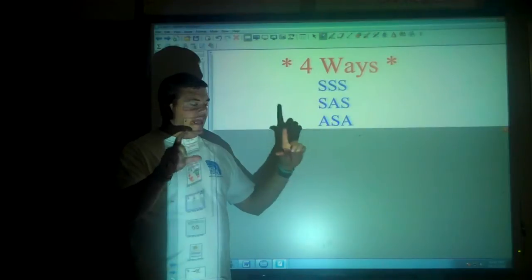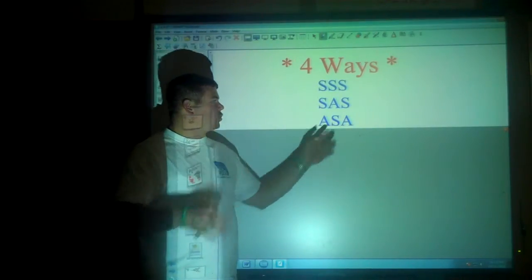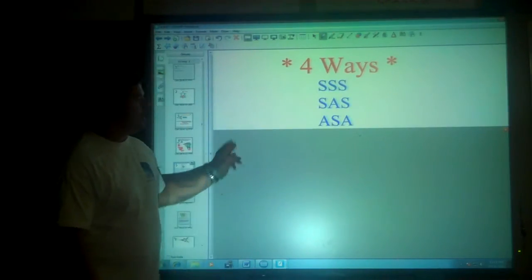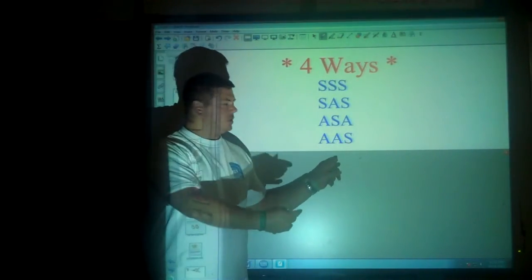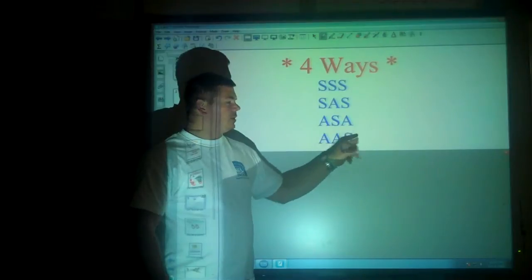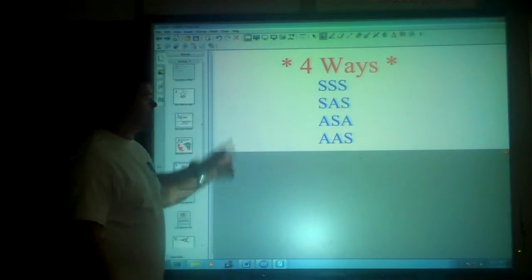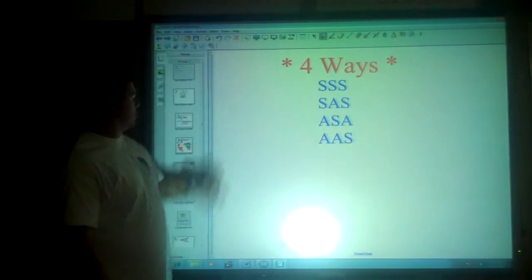And then we have angle, side, angle, where the two angles have a side in between them. So the two angles are on the edge, and there's a side that's in between the two angles we're talking about. Or we have angle, angle, side, and this time the side is not in between. So it's angle, angle, and then a side somewhere. But it must correspond to another triangle's same location.